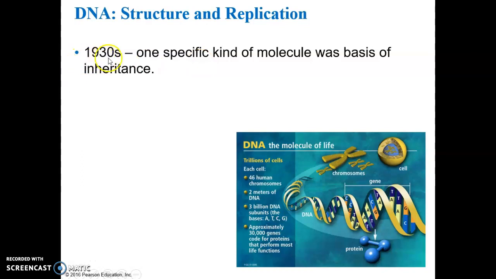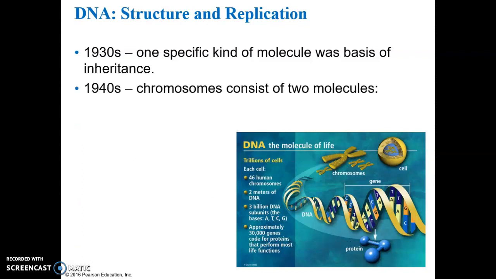Back in the 1930s, it was pretty clear that one type of biological molecule was the basis of inheritance. One big debate was whether it was protein or a type of nucleic acid. One of the reasons protein was thought to be a potential molecule of inheritance was because it's very abundant in cells and really diverse in terms of its structure.